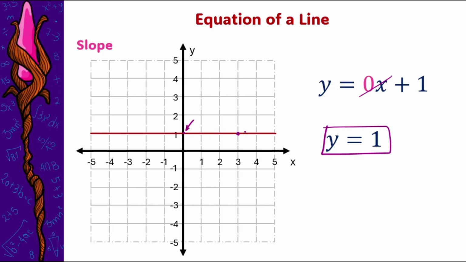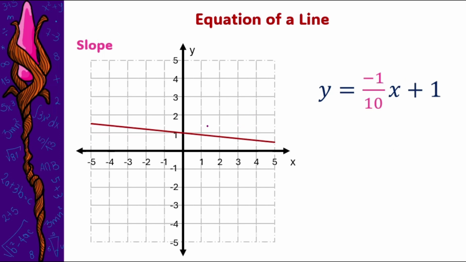And of course, at any point, it doesn't matter the value of x, y is always going to be 1. See here, -3 and 1, always 1. So that is the equation of a horizontal line. But we could keep going, changing the slope. We could make it negative. Notice how it looks.